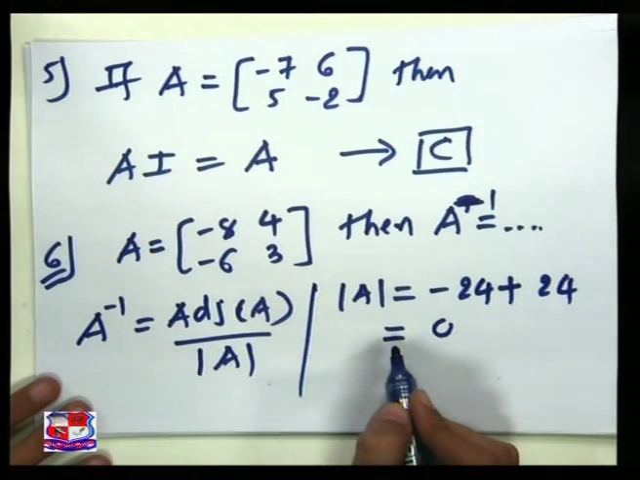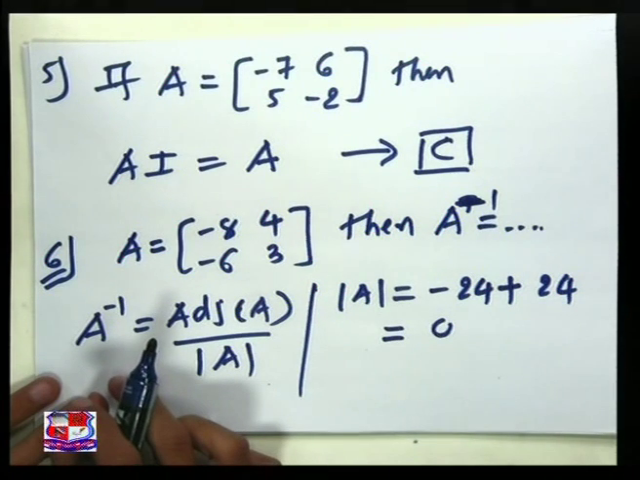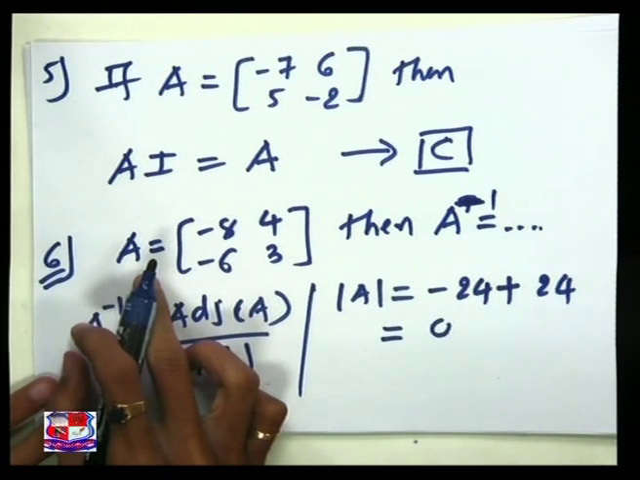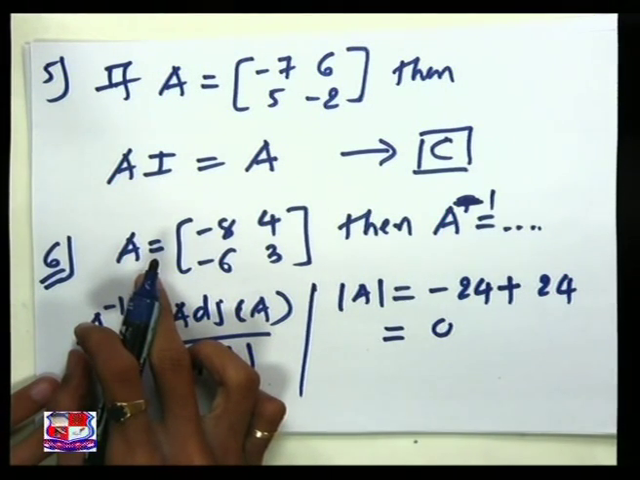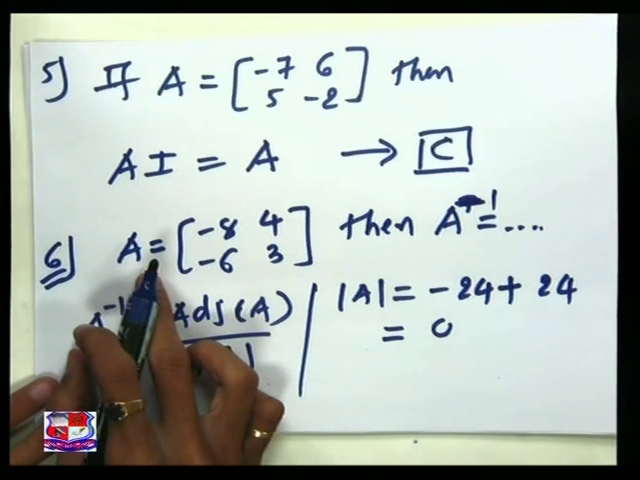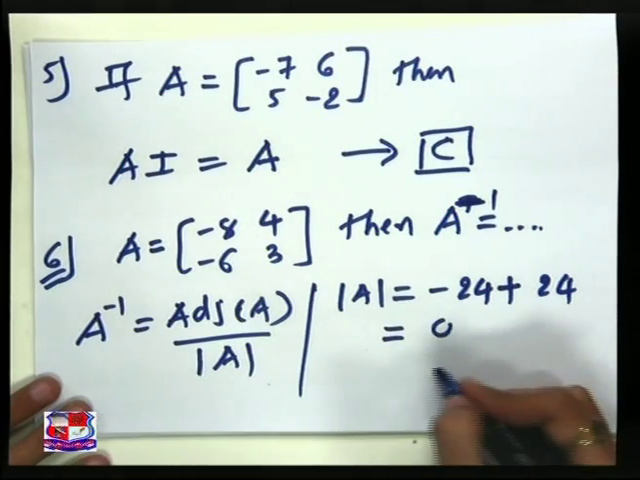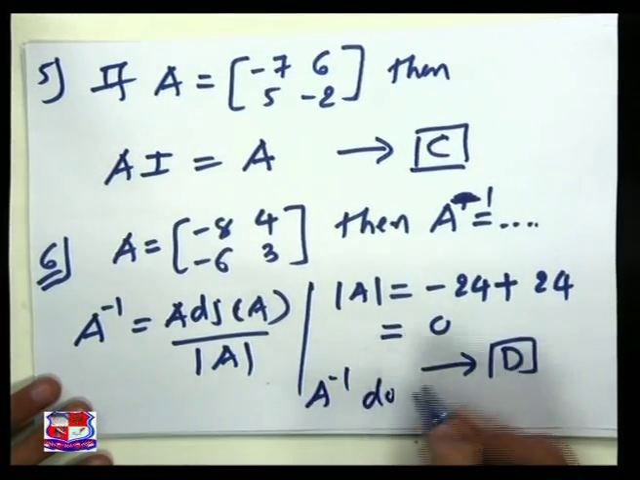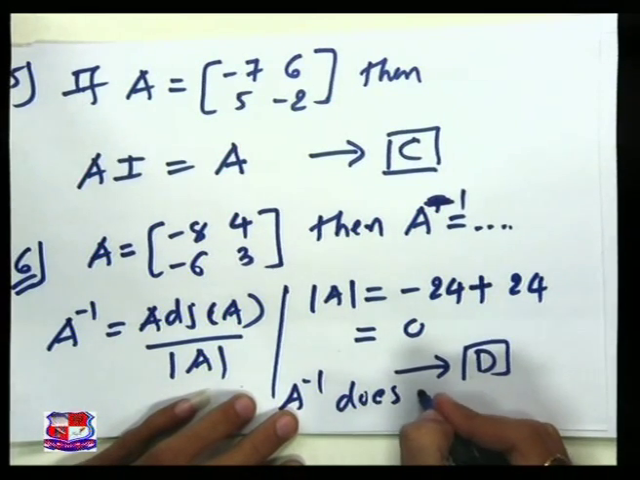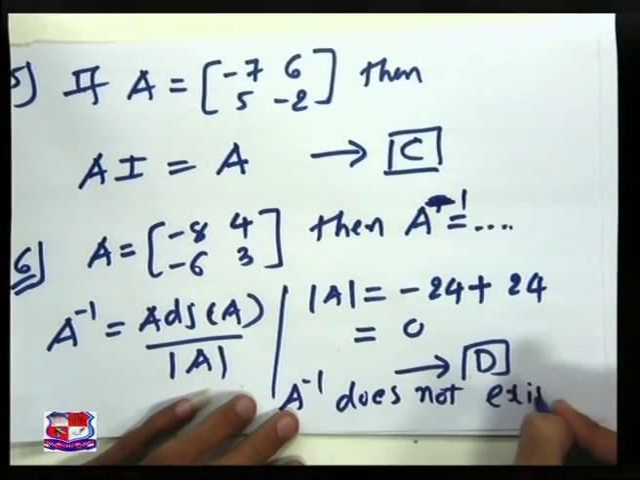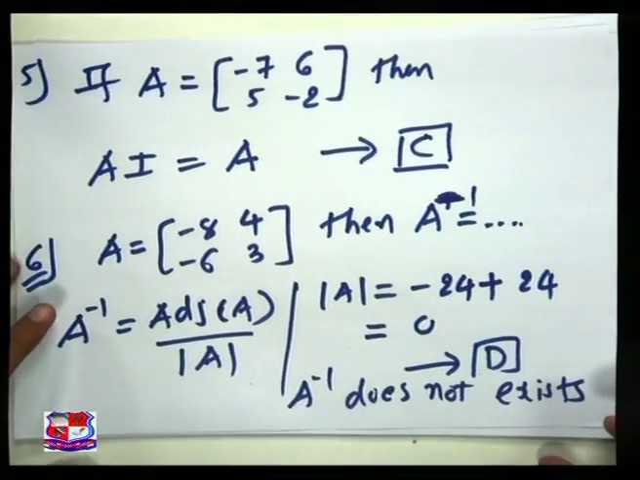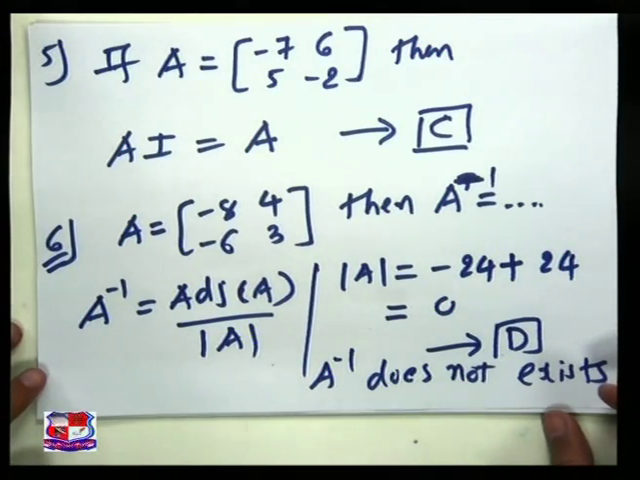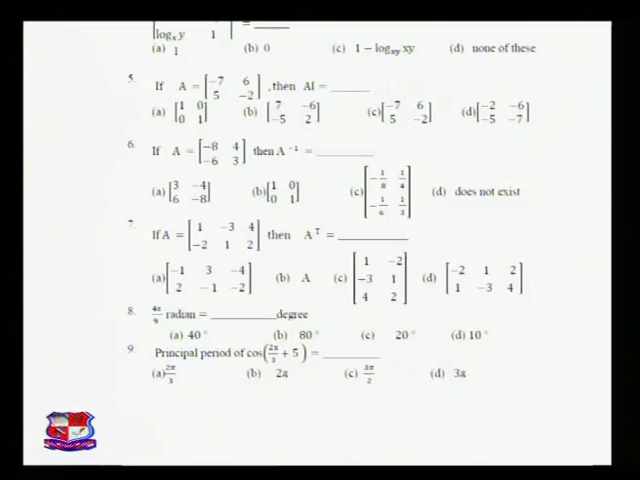If the determinant of A is equal to 0, then the inverse of the matrix is not possible. So here we cannot find the inverse for the given matrix. So A inverse does not exist, which is answer D in the question. So our answer is D, that A inverse does not exist. This is the answer of the sixth question, because the determinant of A is equal to 0.